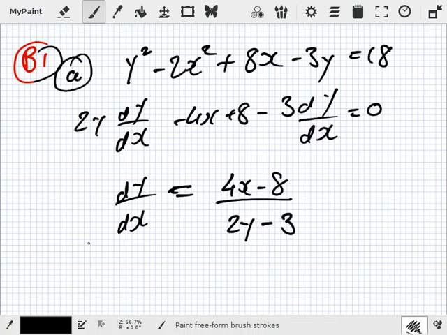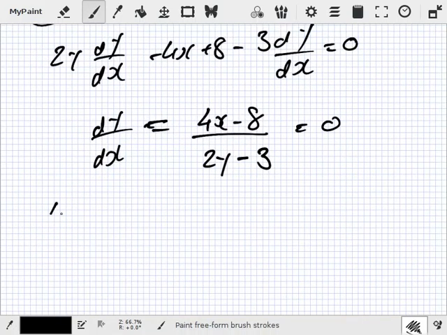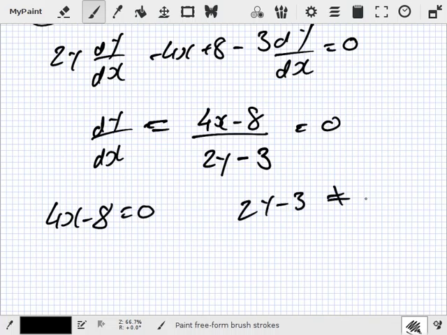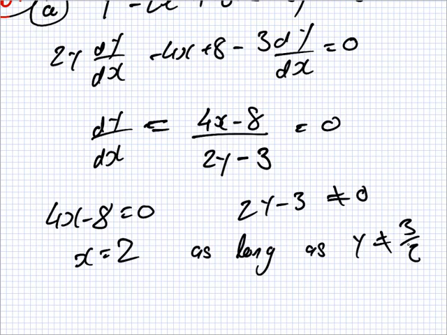Is that the derivative, KJ? Yes. So, how do we find the turning point? Equal to 0. So that means 4x minus 8 equals 0, but note that 2y minus 3 cannot equal 0. So that means x equals 2 as long as y does not equal 3 over 2. Now you can check that it doesn't equal 3 over 2, but considering that this next part is only like 1 mark or something, I'm not even going to bother to do that.